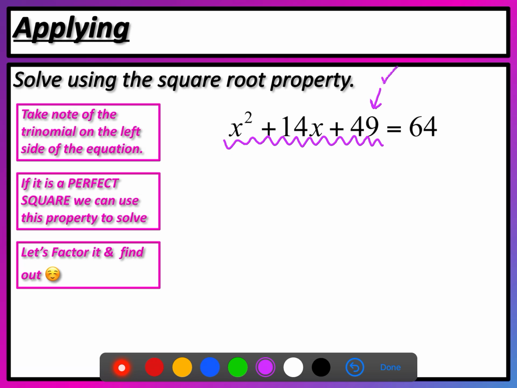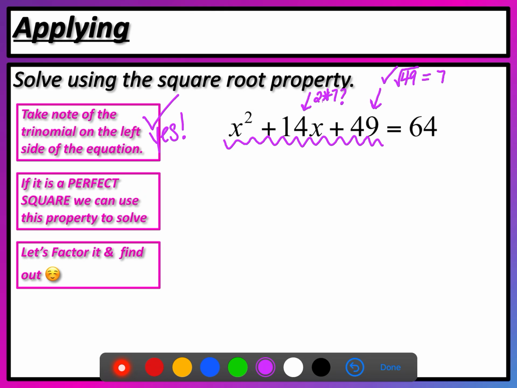Is my last term a perfect square? Yes, it's 49. So what is the square root of 49? That equals 7. Is my middle term 2 times 7? Yes, it is. It's 14. So this is in fact a perfect square trinomial.